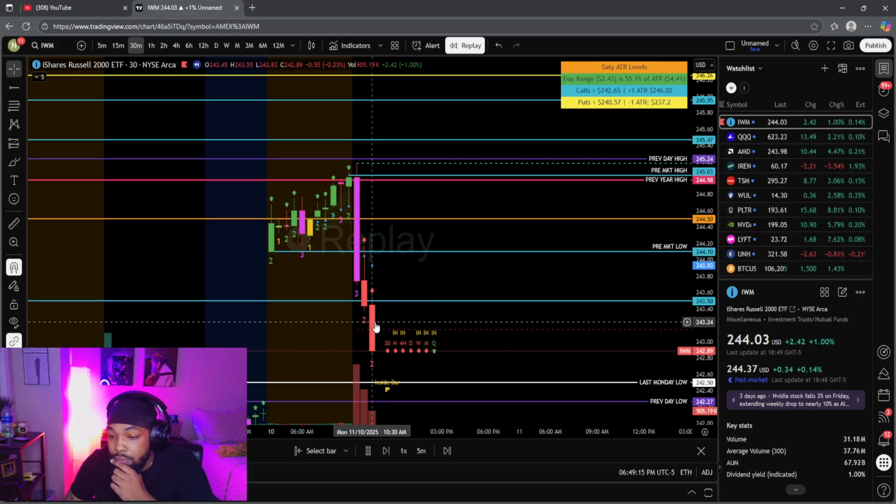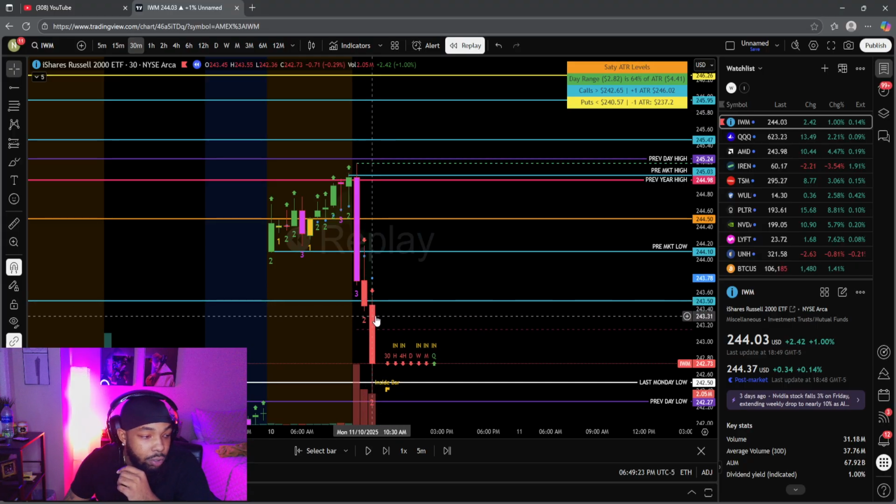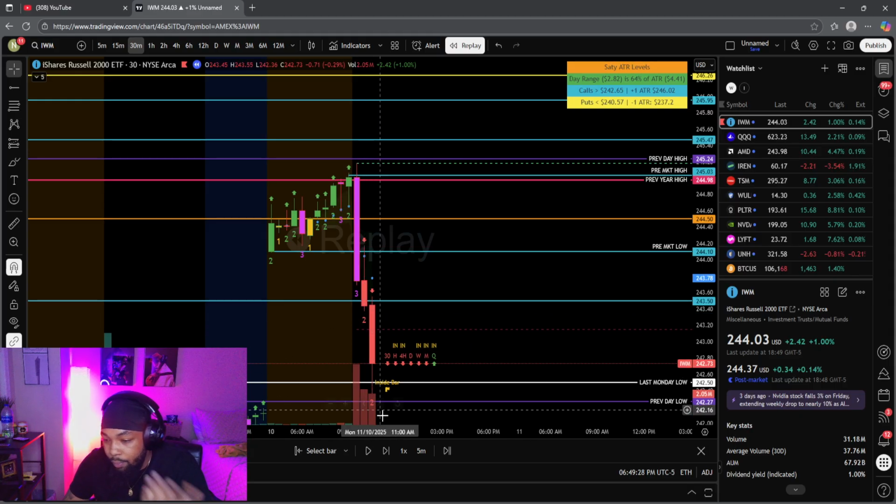And you see that the candle is growing each time. So from this candle here to this candle, the body of the candle grew. So selling pressure was increasing. So at this point, my contracts are green.